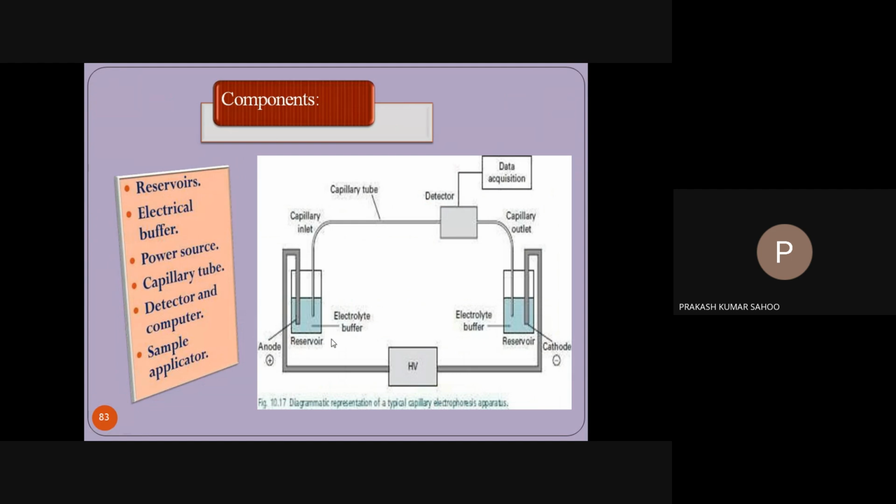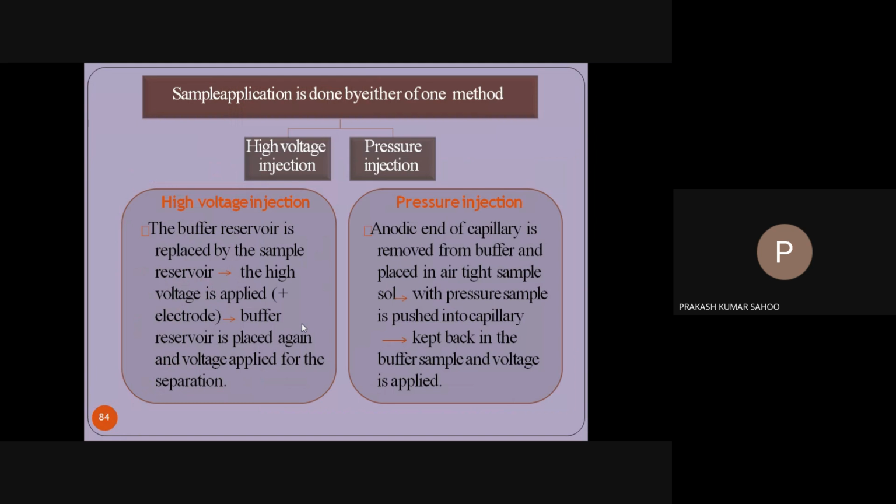Just here, it is the buffer reservoir. When the sample is injected, this buffer reservoir is replaced by the sample reservoir, so this becomes the sample container. When the sample is introduced, the buffer reservoir is replaced by your sample reservoir. The high voltage is applied, and the voltage is applied for the separation.